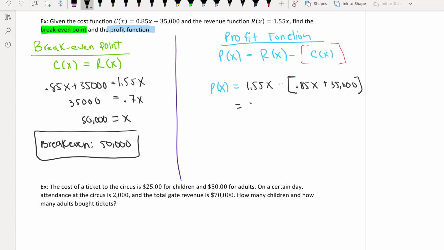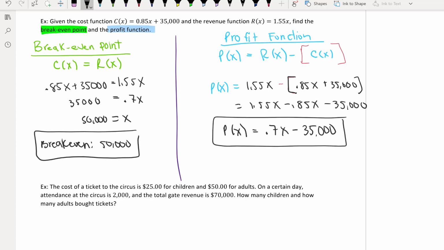So when I distribute, that's a negative 0.85x, and it's also a negative 35,000. So I'm going to get P of x is equal to 1.55x minus 0.85x, which gives me 0.7x minus my 35,000. So that is going to be my profit function. Okay.